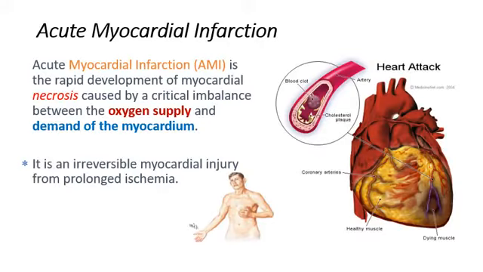Acute myocardial infarction is a rapid development of myocardial necrosis. We will look at these definitions later on. It is caused by a critical imbalance between the oxygen supply on one hand and the demand of the myocardium on the other hand. So there is a constant shortage in the oxygen supply at the expense of the rapidly demanding myocardium. Once the damage has happened, it will be irreversible, especially if the ischemia is prolonged.